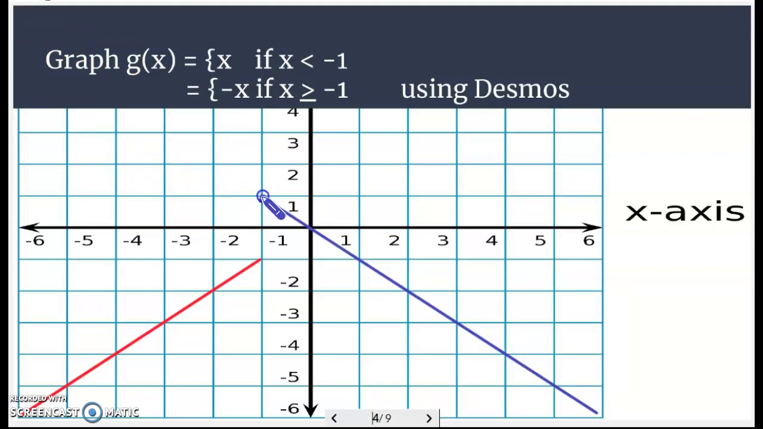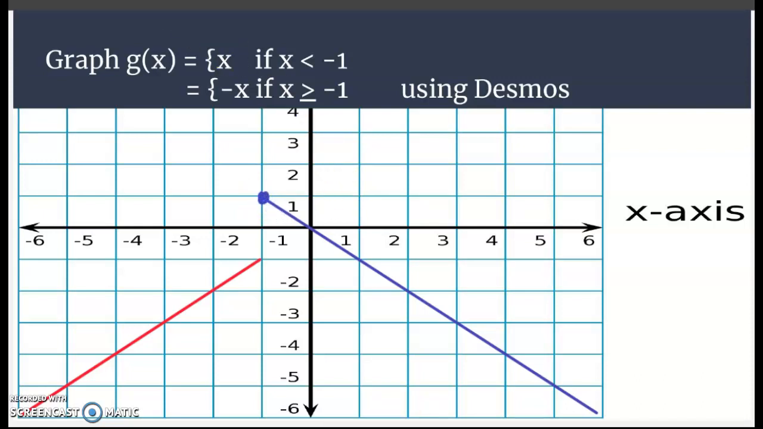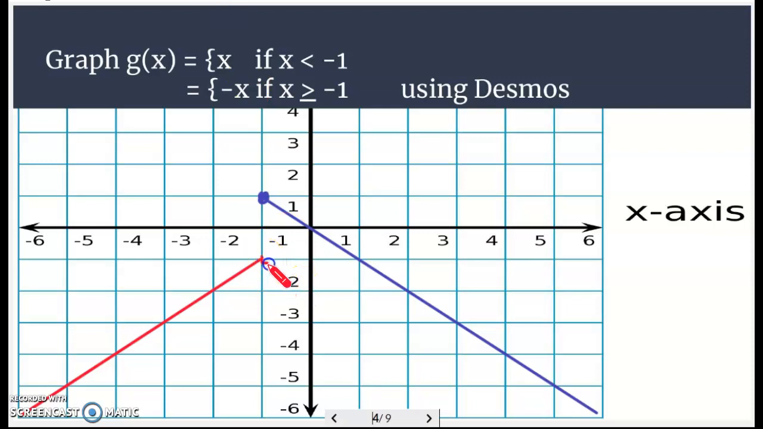So pretend we have a closed circle here, meaning we include -1. And then on the other one, we have an open circle, meaning I don't include the endpoint there. So that's how the graph is drawn. So Desmos helps us except for the open and closed circle. Make sure you understand the open and closed circles if you encounter exercises that show just that.